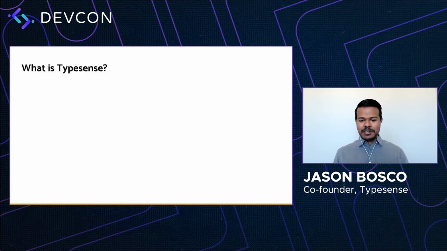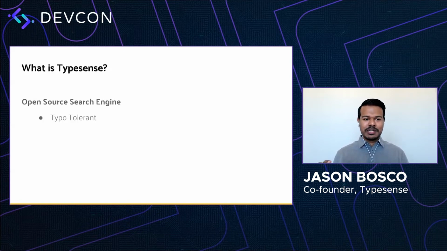So let's jump into what Typesense is. At a high level, it is an open source search engine. One of the key things that's special about Typesense is that typo tolerance is built in, which we realized is something people typically want for most site and app searches. So without any configuration, typo tolerance comes built into Typesense.